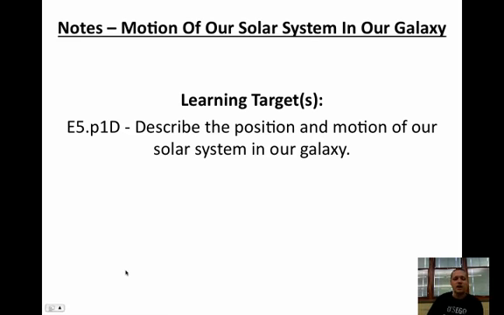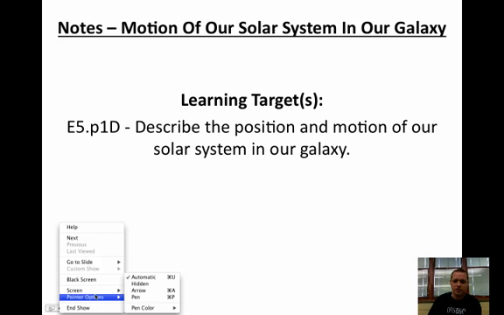As I've already mentioned, the learning target is E5.p1d, which is describing the position and motion of our solar system in our galaxy. And for this one, we're only going to be describing the motion, as we've already gone over position.